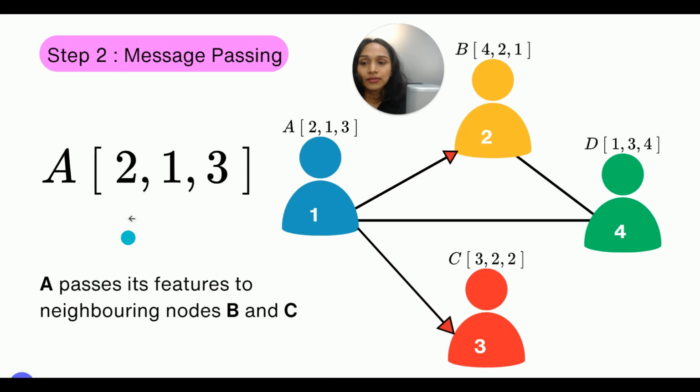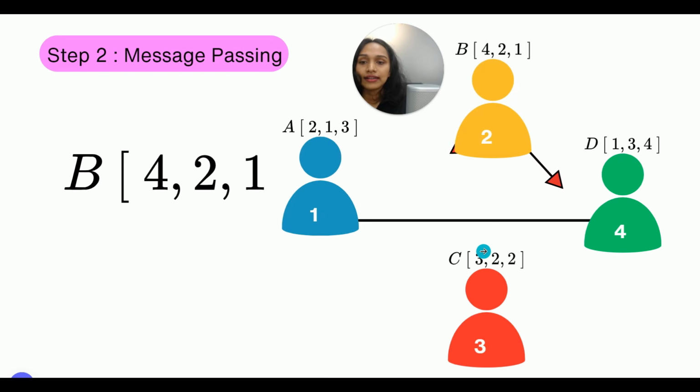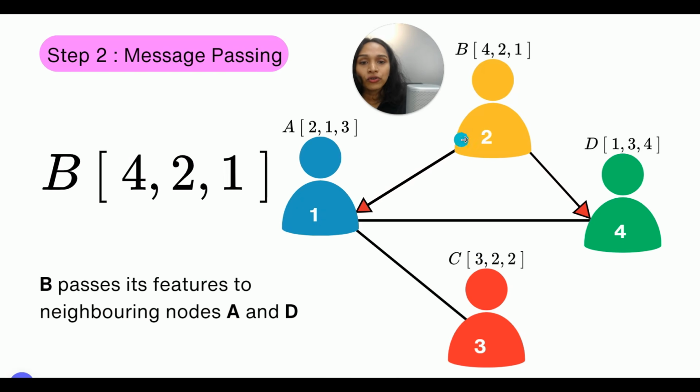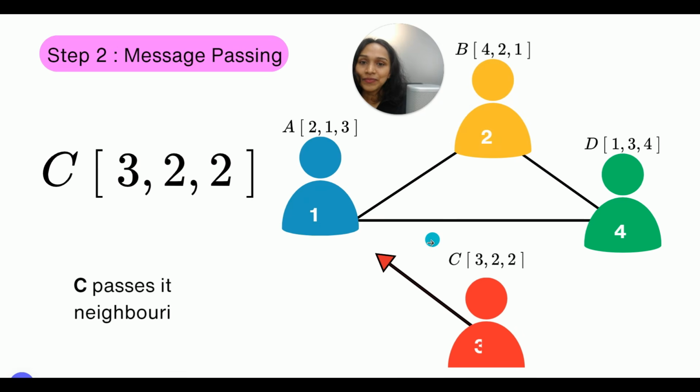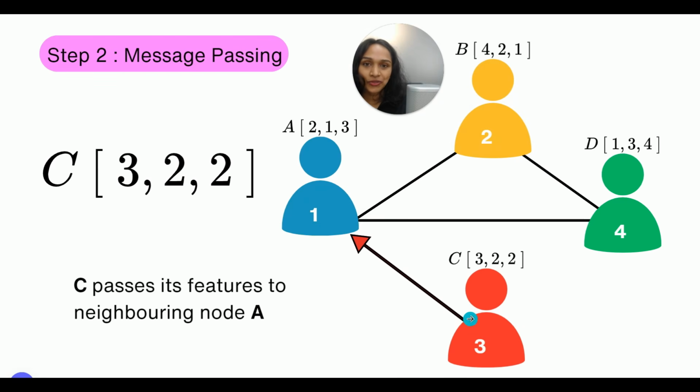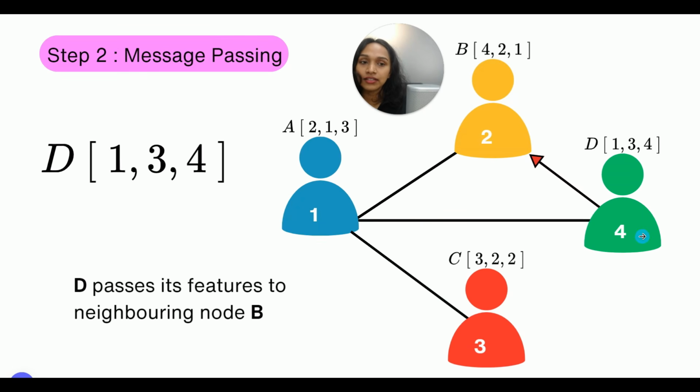Okay. So A passes its feature vector 213 to its neighboring nodes B and C. B passes its feature vector 421 to its neighboring nodes A and D. C passes its feature vector 322 to its neighboring node A, and D passes its feature vector 134 to its neighboring node B. Now all these 4 nodes passed their feature vectors to their neighboring nodes. So this was message passing.